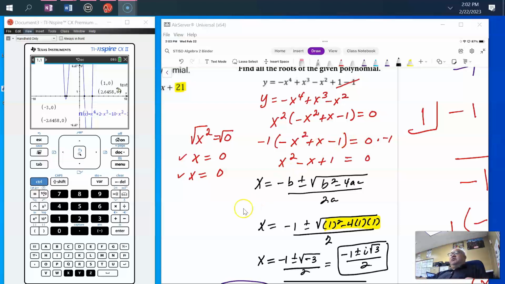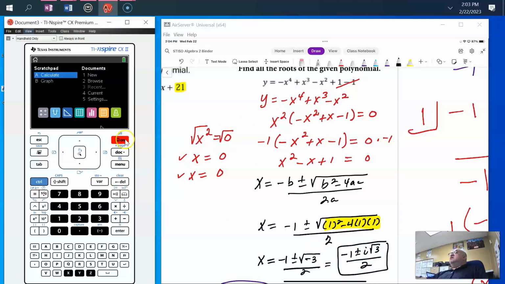So what are my roots? x equals 0, x equals 0, and these are my two imaginary roots. Remember, you're not going to see them graphically. And it was power 4, so here are my 4.